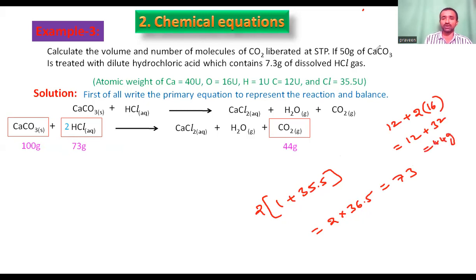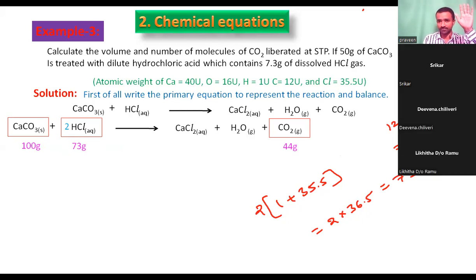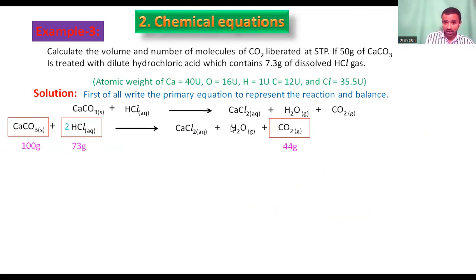Are you clear about this one? Directly what I am giving you. Is it clear? Yes. So let's see what to do. Just observe closely. Here, calcium carbonate is 100 grams. HCl is 73 grams. Right? According to our balanced chemical equation, 100 grams of calcium carbonate reacts with 73 grams of HCl to produce 44 grams of carbon dioxide.